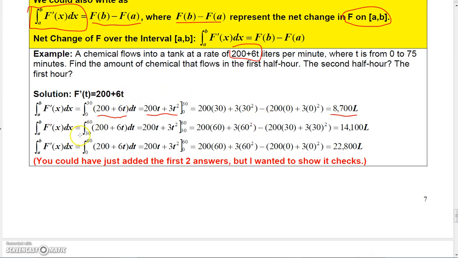For the second half hour, I do the same thing, except I integrate from 30 minutes to 60 minutes, and then I got 14,100 liters. Well, actually, all you have to do to get the entire hour is just add these two numbers together and get 22,800 liters. But if you integrate that same function from 0 to 60, you're going to see that you do get 22,800. So the two answers do check.